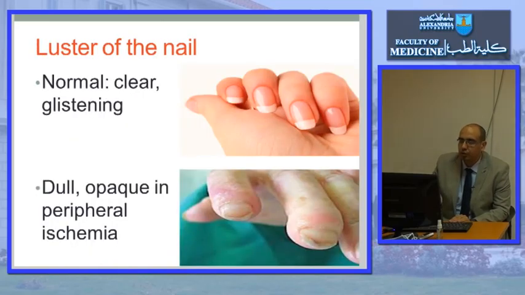Luster of the nail, normally the nails are clear and glistening, but if the nails are dull, opaque, and there is loss of luster, this is usually present where there is decreased blood supply to the nails, as in peripheral ischemia or peripheral vascular disease.